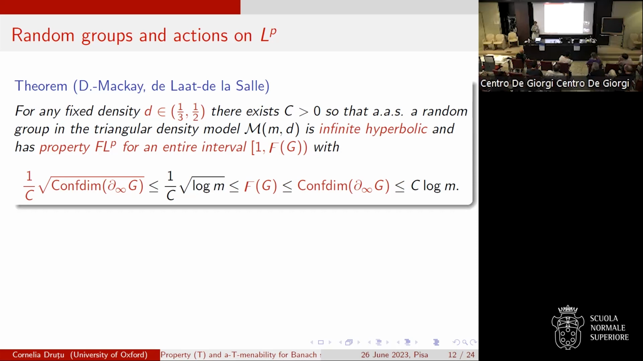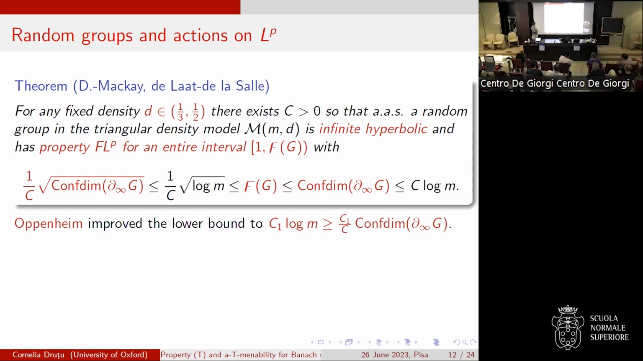Actually, this follows from the result of Bourdon and Pajot, but there's also a lower bound. So the endpoint f(G) will be at least a square root of the conformal dimension of the boundary, and this was recently improved to linear. Izhar Oppenheim proved that actually here we can put a constant times the logarithm, and therefore a constant times the conformal dimension of the boundary. So that means that for random groups, if you consider these two sets of properties, one of them purely metric, the conformal dimension of the boundary, and the other related to actions on L^p spaces, and we look at the range of intervals where the group has the fixed point property, the two are comparable.